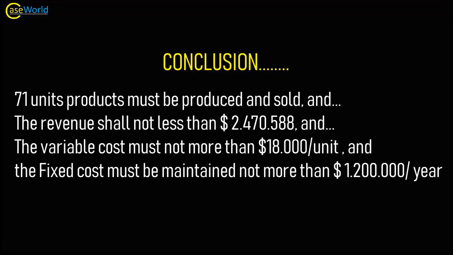Okay guys, so now we can conclude that in order to prevent the company from incurring a loss, at least 71 units of product must be sold, and the sales revenue not less than $2.471 million, and the variable cost shall be maintained not more than $18,000 per unit, and the fixed cost also shall be maintained not more than $1.2 million per year.